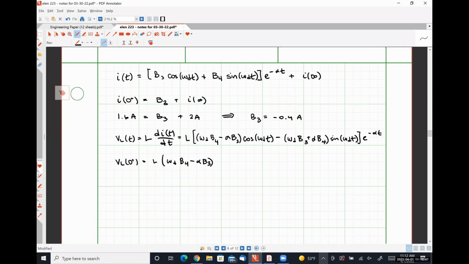All right. So I'm just going to do simple algebraic manipulation of this expression here. So v_L at 0 plus divided by L, plus alpha B3, and then I'm going to divide. So that would be equal to omega_d times B4. So I'm just going to divide by omega_d. And if my algebraic manipulation here is correct, then this is what our coefficient B4 should be.